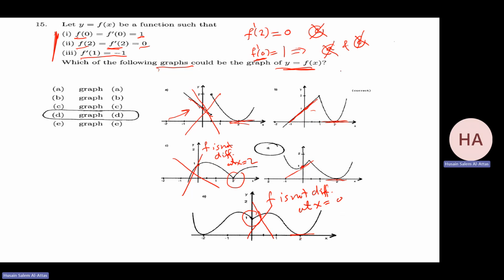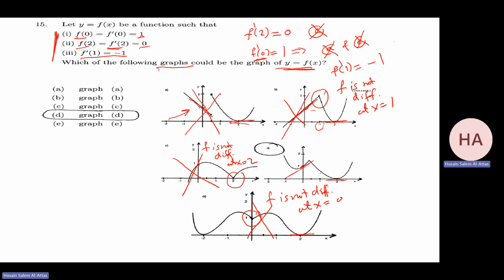I'll take the last one. F prime at 1 is negative. So it means the slope of the tangent line at x equal 1 should be negative. At 1 it's not differentiable. F is not differentiable at x equal 1. So this is out.